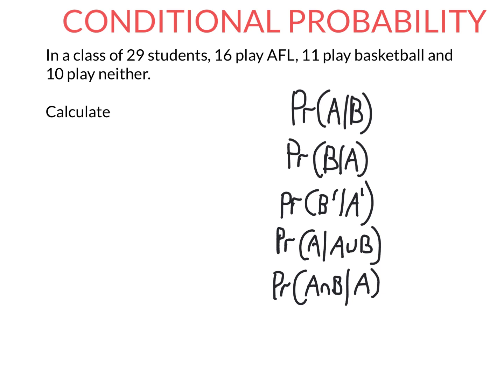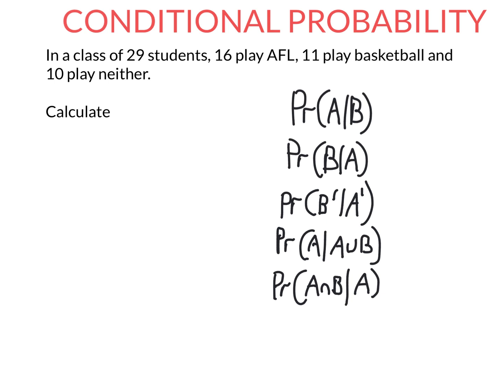So let's look at an example of this. Here we have a class of 29 students, 16 play AFL, 11 basketball, 10 play neither. We're going to calculate all these probabilities. Now I'll go through what they mean in a second. But in probability, hopefully we already know that when you have a question involving two sets, so here we have a set of people who play AFL, set of people who play basketball, we use Venn diagrams and two-way tables to display the information. So it doesn't matter which you use. I'm going to use a Venn diagram here and a two-way table later in the video.